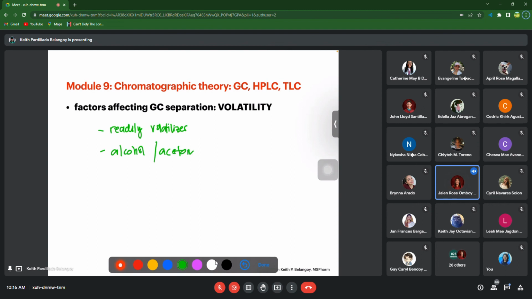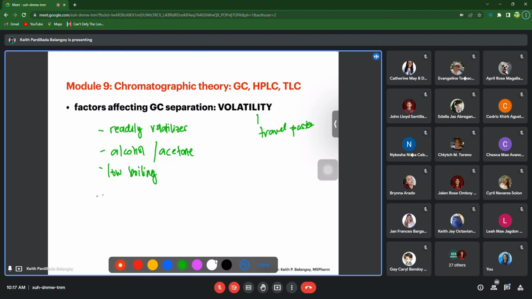Why? This is because volatile compounds or the low boiling components travel faster through the column than non-volatile compounds or high boiling components. Less volatile molecules will interact more with the stationary phase, making them move slower. On the other hand, more volatile molecules will interact more with the mobile phase, resulting in a faster movement through the column. Very good, thank you.